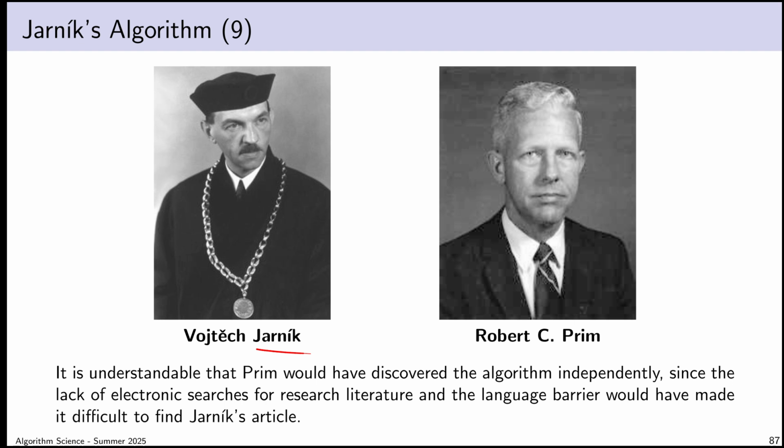You don't have search engines. You could ask a librarian to give you some pointers towards journals on a certain topic, but even they wouldn't know about everything. And so it does make some sense that Prim wouldn't have access to Jarník's article or maybe know anything about it, even though there was this whole correspondence in a different language, so in Czech, between Jarník and Borůvka that got published. Prim might not have known about it. So it does make some sense that Prim actually did discover this algorithm themselves.